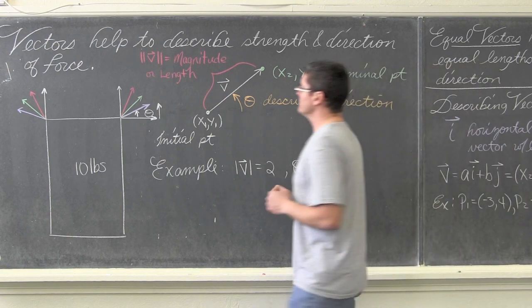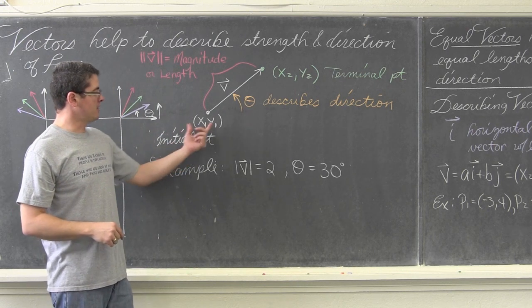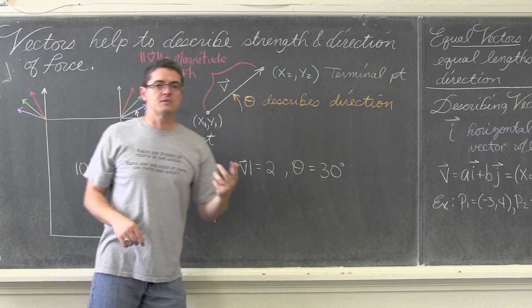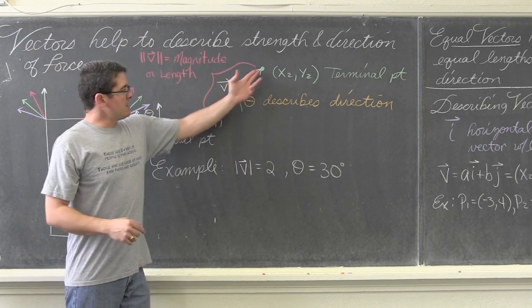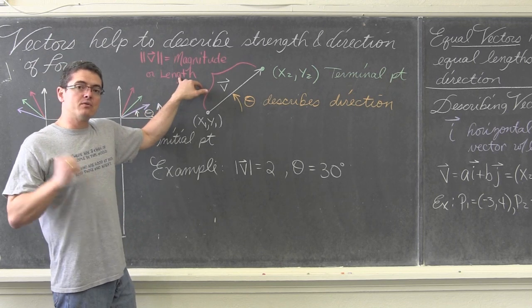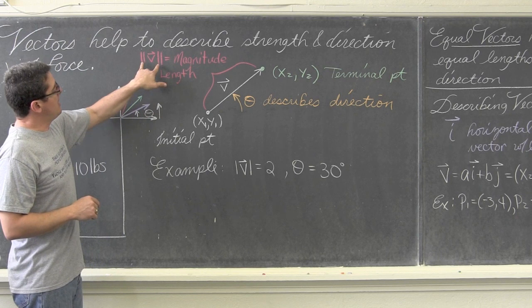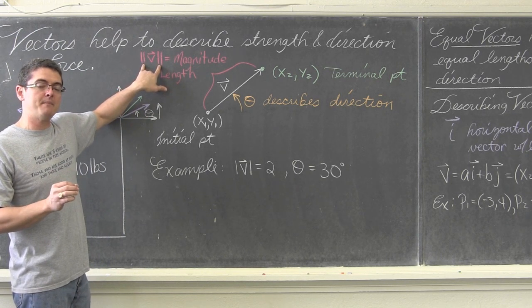Okay, a vector is a ray, like I stated. It has an initial point labeled as x sub 1, y sub 1, and a terminal point labeled as x sub 2, y sub 2. It has a length which describes the magnitude, or the amount of force that vector is applying. When you have this double absolute value symbol, in vector language that means magnitude.